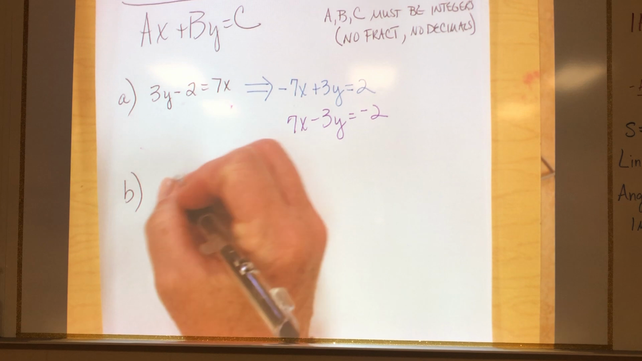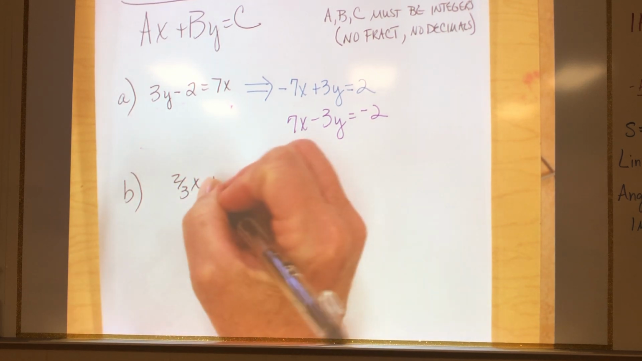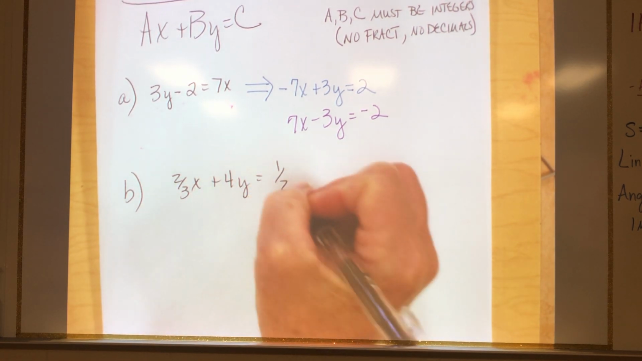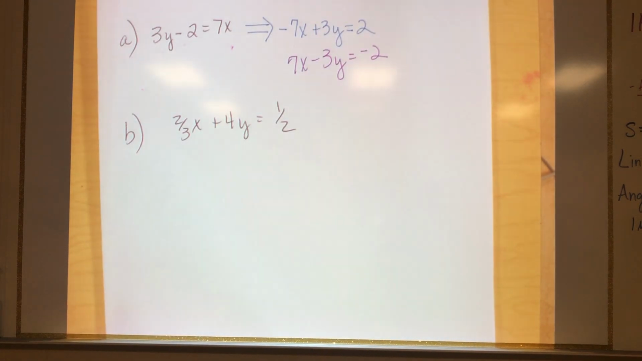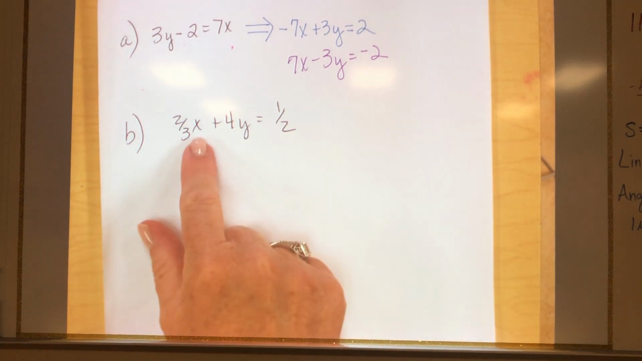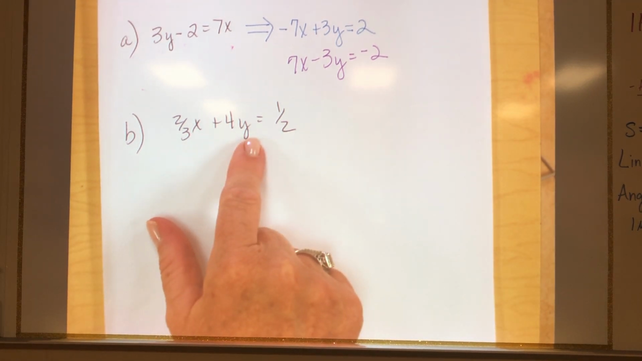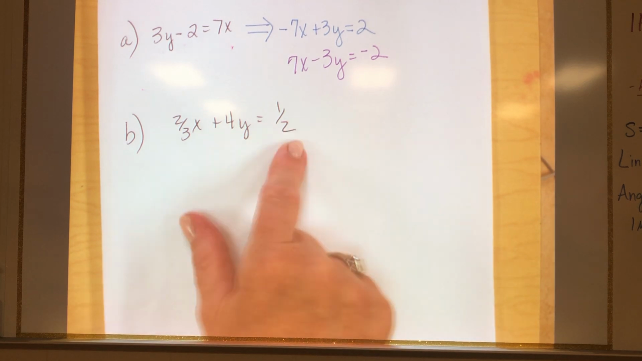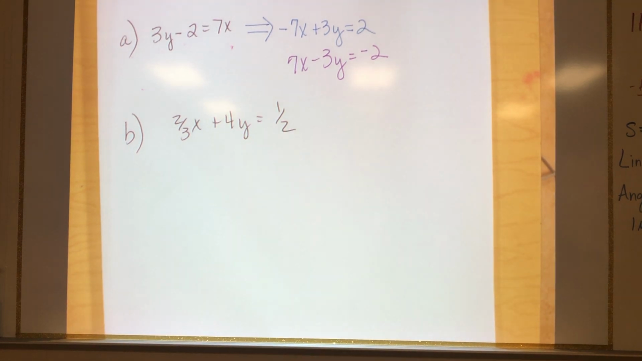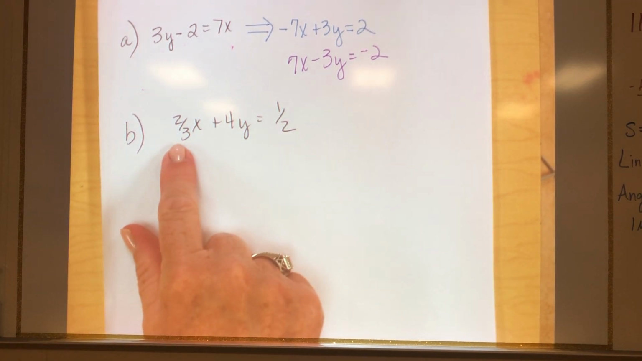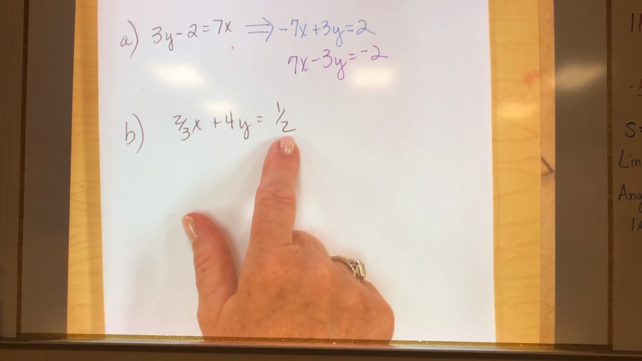The next problem looks like this. 2/3 x plus 4y equals 1/2. All right, so they're going to ask me to put this in standard form. Well, I've got my x's on the left and my y's on the left. The x is first and the y is second. My constants are all on the right. What's wrong with it? The constants are not integers. Yeah, the 2/3 and 1/2, those are not integers, okay? You can't have fractions or decimals.